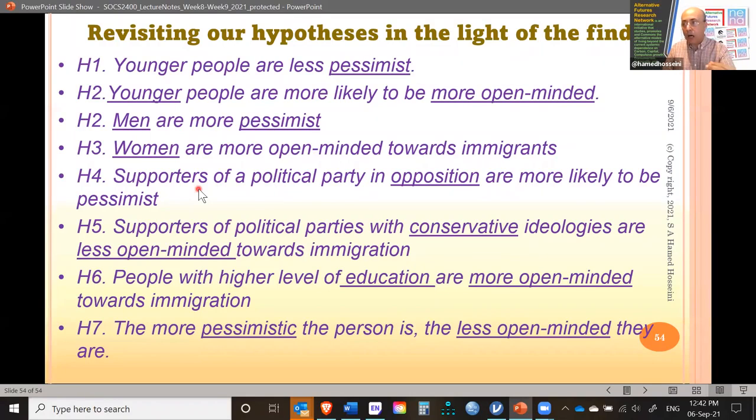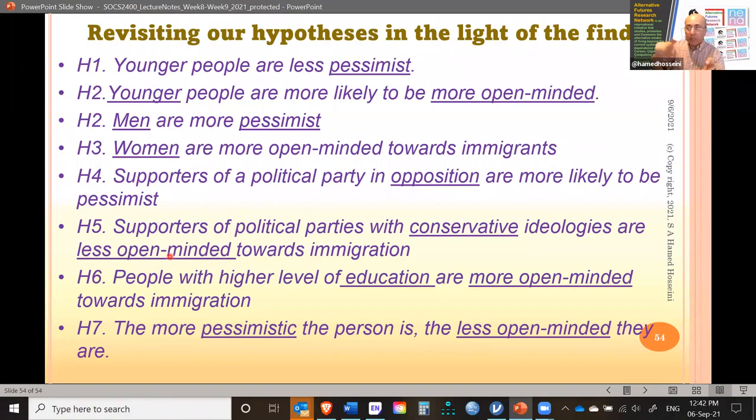We revisit our hypotheses. We didn't just make up those hypotheses for fun. We're coming back to them and revising them in light of the findings, right? And then hypothesis 5, supporters of political parties with conservative ideologies are less open-minded. Yes, we saw that. It was strong and statistically significant, if I remember correctly. H6, or hypothesis 6, would say people with higher levels of education are more open-minded towards it.